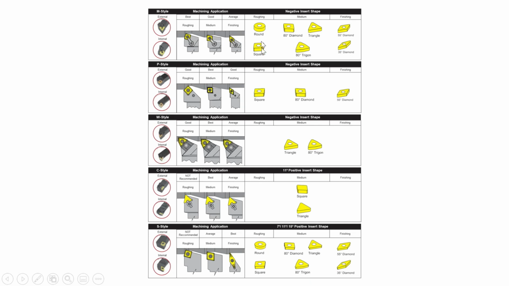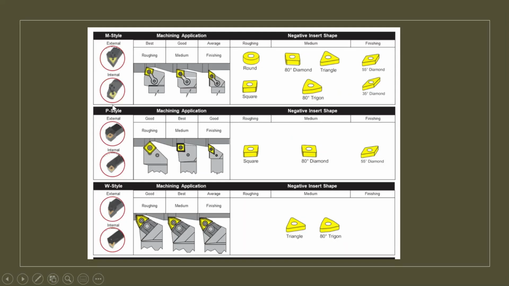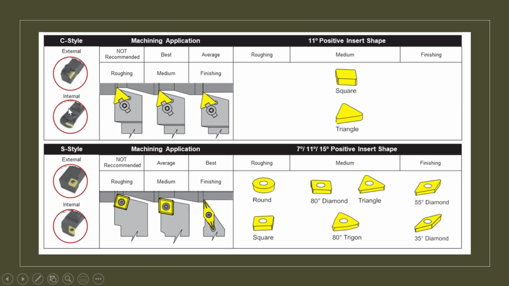Different kinds of insert shapes available in M style, P style, W style are given in this figure. So this is M style. Then P style, again W style, C style, again in which you may consider external and internal machining.